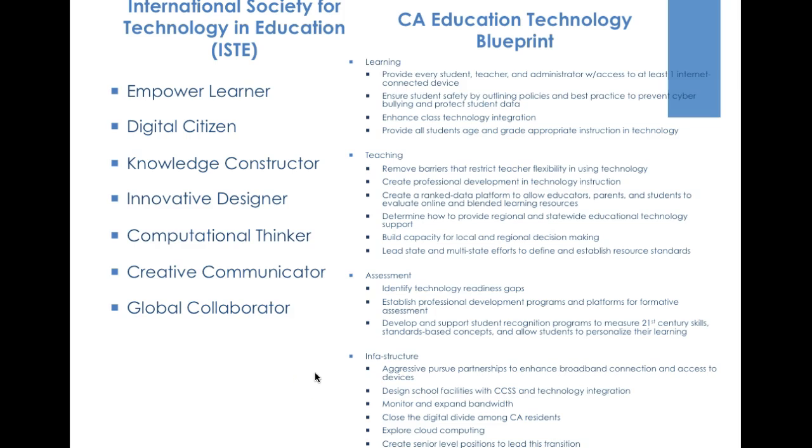I like to bring up the fact that there are actual standards for technology. There are the International Society for Technology in Education standards, which are globally accepted in many places, and then each state is allowed to come up with their own standards. This is California's Education Technology Blueprint, and it follows along with a lot of the International Society for Technology in Education standards, but these are more applicable. These are more showing that we're in development.